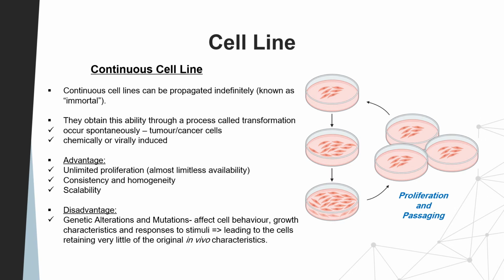Next would be consistency and homogeneity. Continuous cell lines can maintain a stable and homogeneous population of cells with very consistent characteristics over time, making them very suitable for reproducible experiments and large-scale studies. Third would be scalability. Continuous cell lines can be easily scaled up to accommodate experiments that require high-throughput assays, drug screening, or bioproduction applications. They provide a very reliable and cost-effective platform for researchers to use.